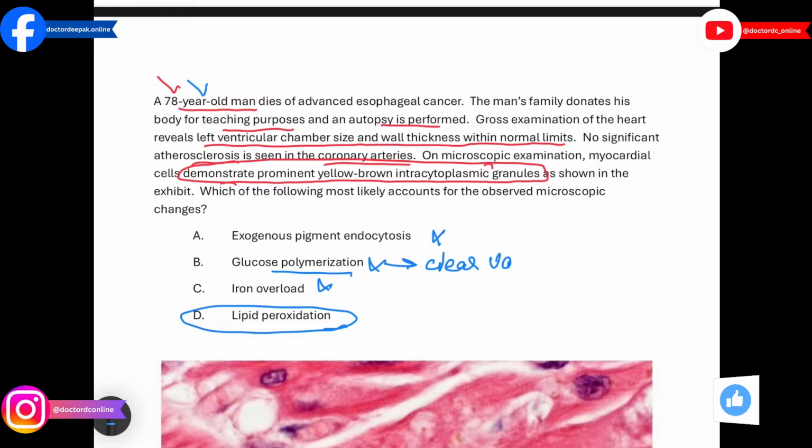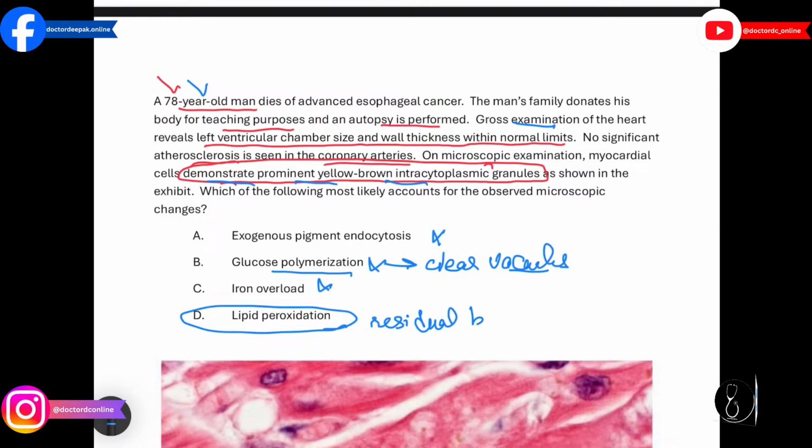But all the things here are normal. If you check the gross examination of the heart and lungs, everything is fine. There is a yellow pigment in the intracytoplasmic granules that is physiologically present due to aging, and it is due to lipid peroxidation. So the yellow-brown pigment is contained within the intracytoplasmic granules. This is also the residual bodies.